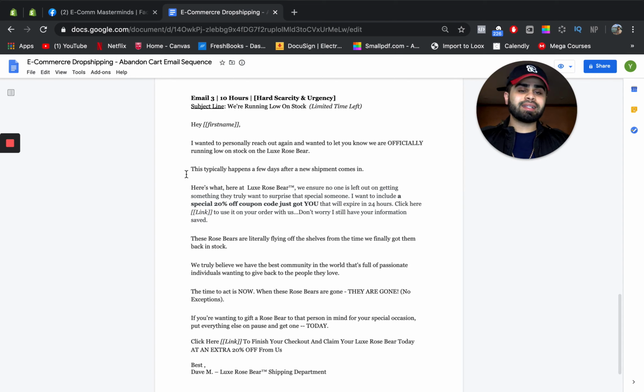The time to act is now. When these rose bears are gone, they are gone. No exceptions, okay? If you're wanting to give a rose bear to that person in mind for a special occasion, put everything else on pause and get one today, okay? So again, depending on what your product is, you can change and alter this line right here, and also this line right here as well, okay?